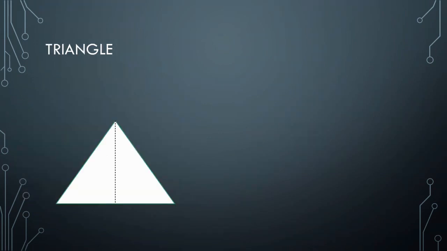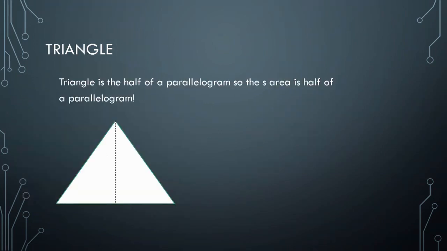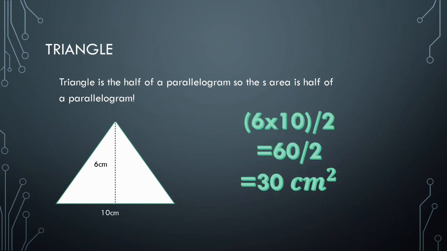Now let's look at the area of a triangle. As the triangle is half of a parallelogram, the area is half of a parallelogram's also. So the area is height times base divided by 2. So in this case, it's 6 times 10 divided by 2, which is 60 divided by 2, which is 30 centimeters squared. The area of this triangle is 30 centimeters squared.